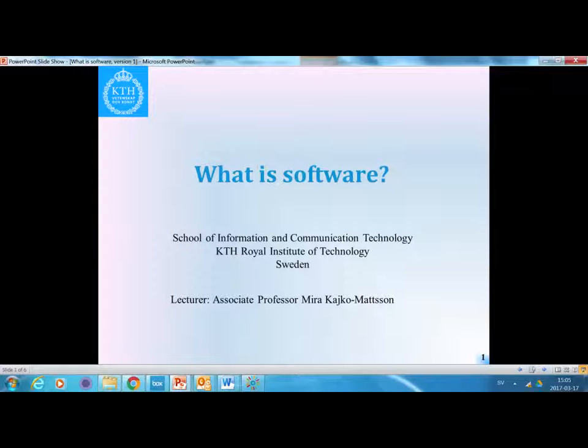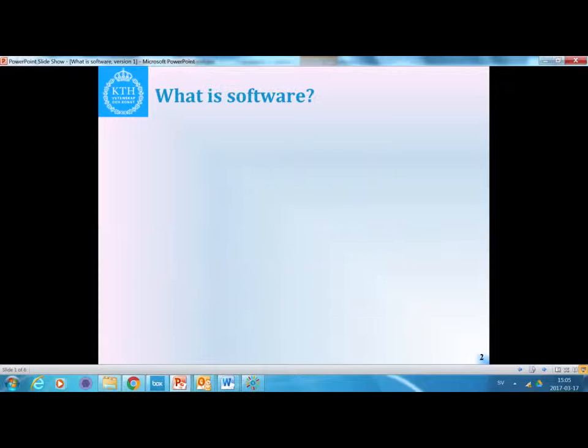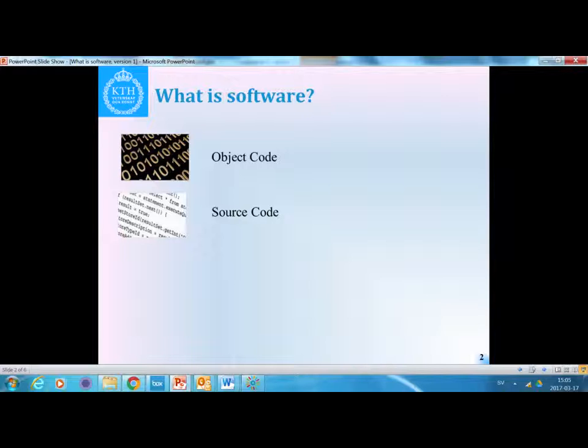Okay, what is software? It is actually a very difficult question to answer, because there are many definitions of software and everybody has his or her own opinion of what software is. However, most of us should agree that software is both object code and source code. And that's fine. And we all know that.